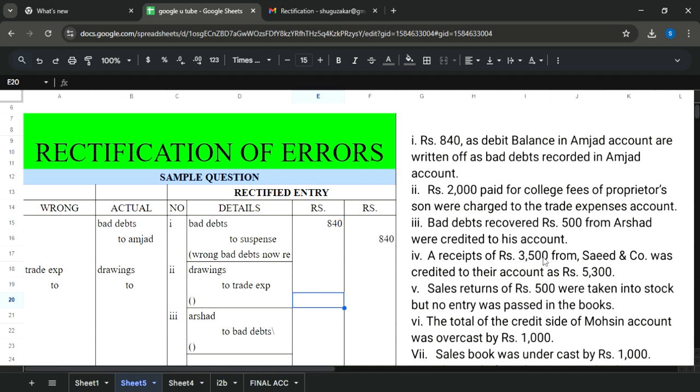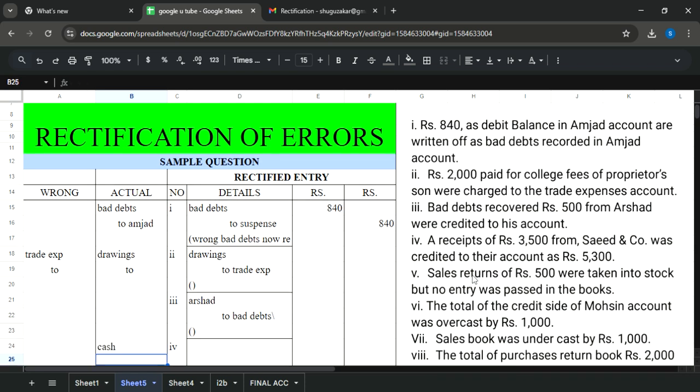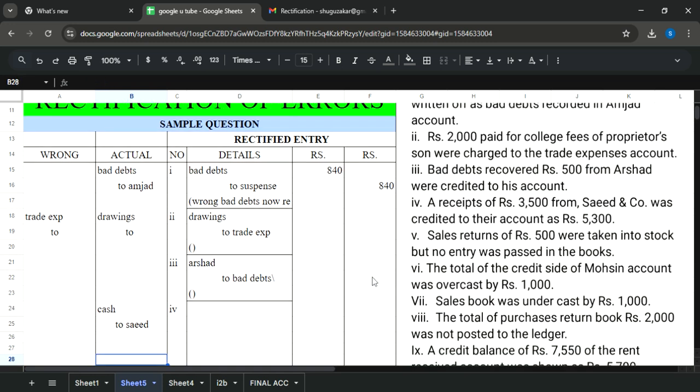Receipt of rupees 3,500 from Saeed. Receive means you have received some cash. This is entry number 4. So what should be the actual entry? Receipts of rupees 3,500 from Saeed. So you are going to receive cash from Saeed. So this was your first entry to be done, cash to Saeed. Entry number 4, receipt of rupees 3,500 from Saeed. Actual entry, cash to Saeed.